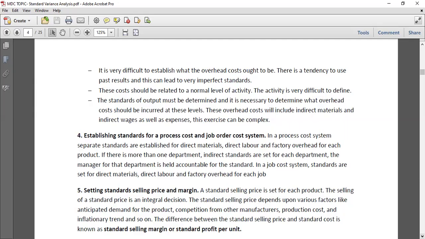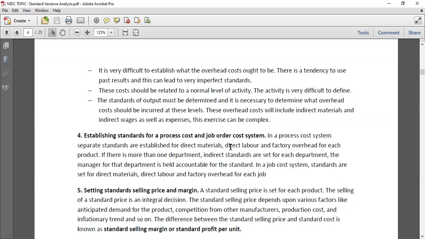Okay, so just like the way we did for the respective cost elements, the direct materials, the direct labor, and the factory overheads, we're also saying that if we have more than one department, then we have to make sure that we are setting standards for each of the departments, the direct standards. Okay, so that is very key here, especially when it comes to the process.